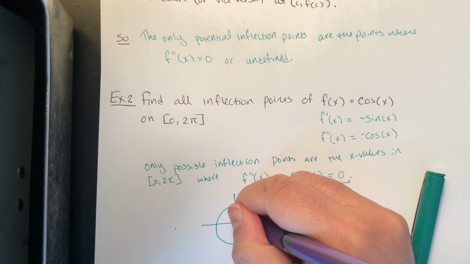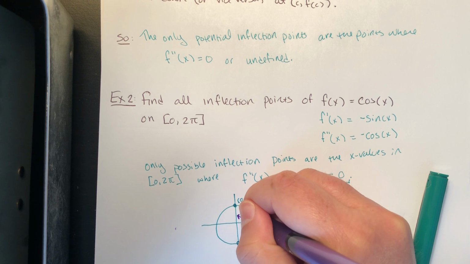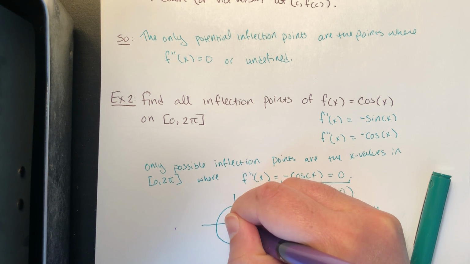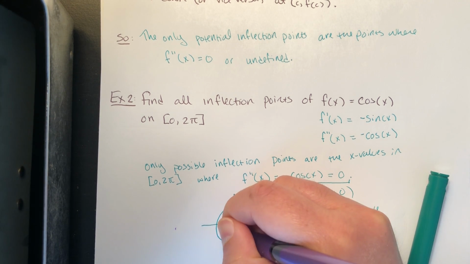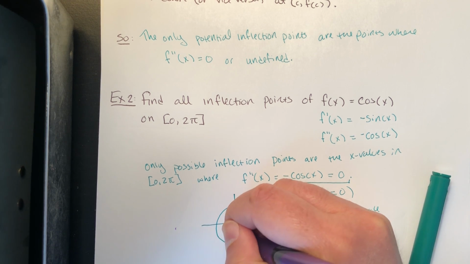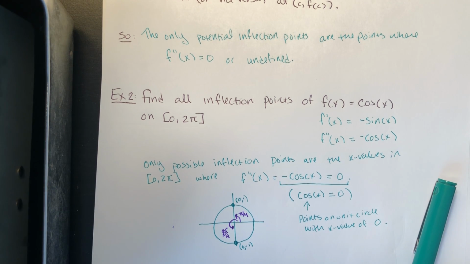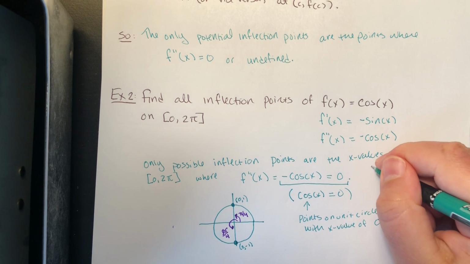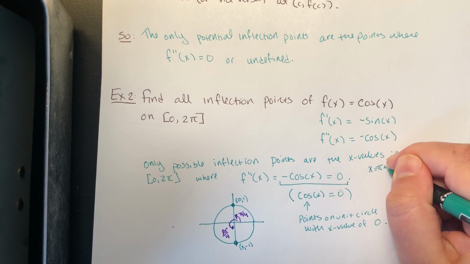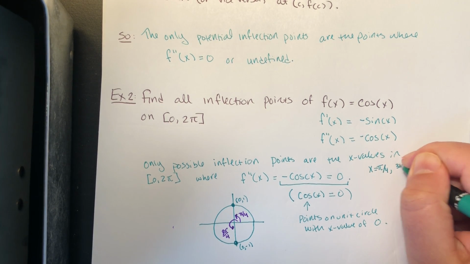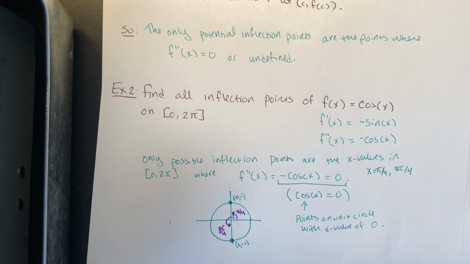and the angles that correspond to those points would be this angle here, this 90-degree angle, which is pi over 4, and then this larger angle down here, which is going to be 3 pi over 4. So our only possible inflection points would be pi over 4 and 3 pi over 4. Okay, so the concavity could be changing there.